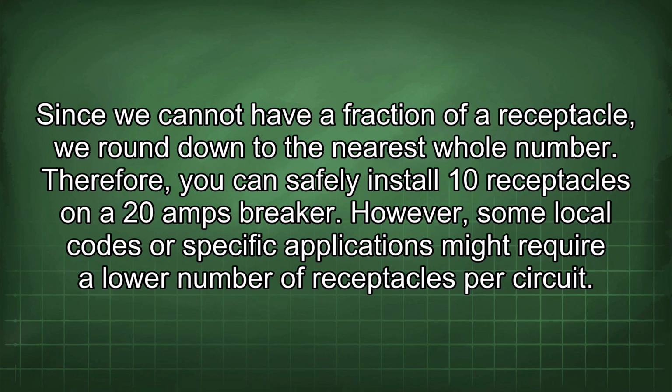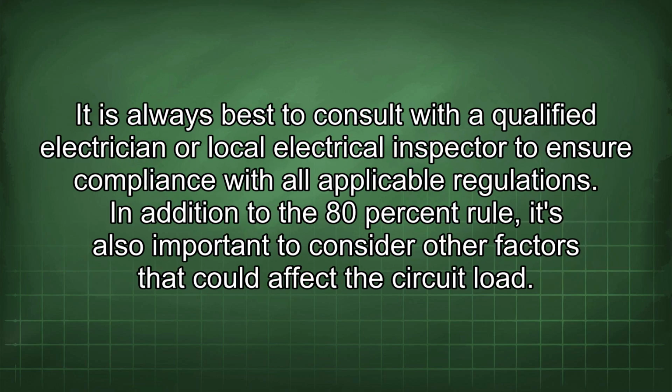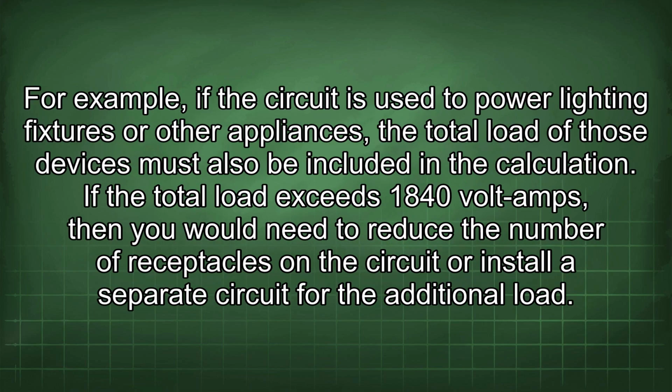However, some local codes or specific applications might require a lower number of receptacles per circuit. It is always best to consult with a qualified electrician or local electrical inspector to ensure compliance with all applicable regulations. In addition to the 80% rule, it's also important to consider other factors that could affect the circuit load. For example, if the circuit is used to power lighting fixtures or other appliances, the total load of those devices must also be included in the calculation. If the total load exceeds 1840 volt amps, then you would need to reduce the number of receptacles on the circuit or install a separate circuit for the additional load.